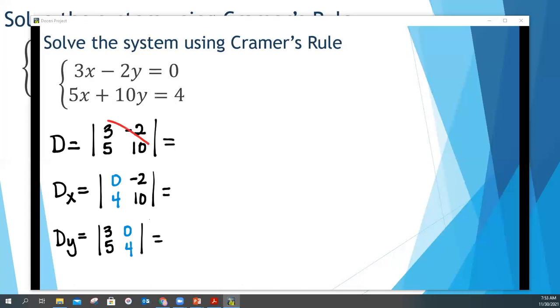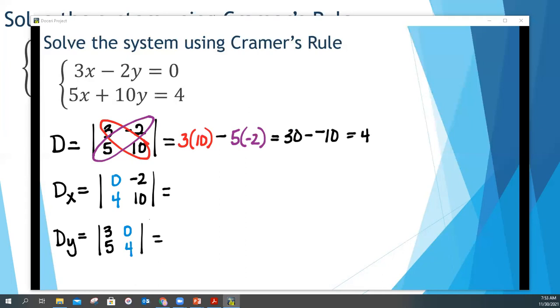So for our first one, that would be 3 times 10 minus 5 times -2, which is going to give us 30 minus -10, which becomes 30 plus 10, so we have 40. Because when you subtract a negative, it changes to addition.